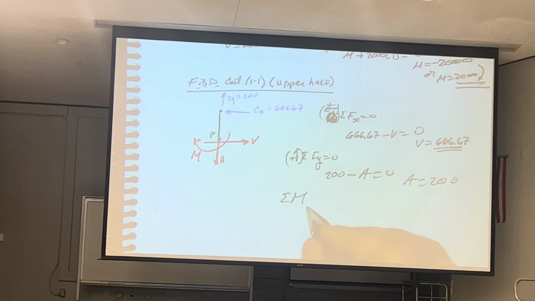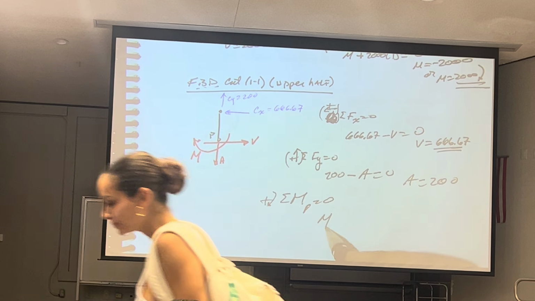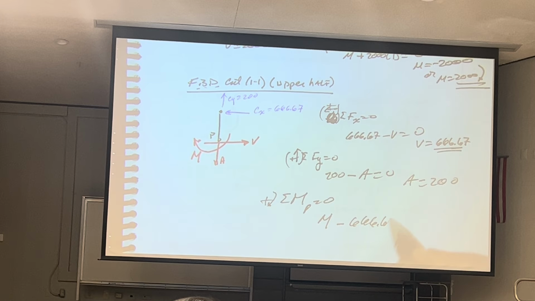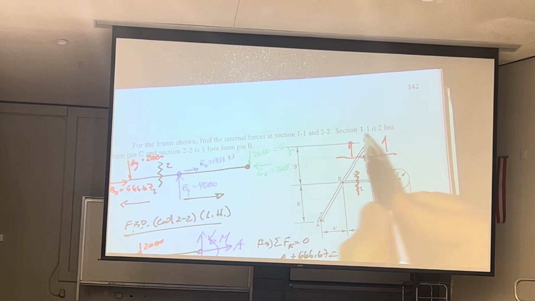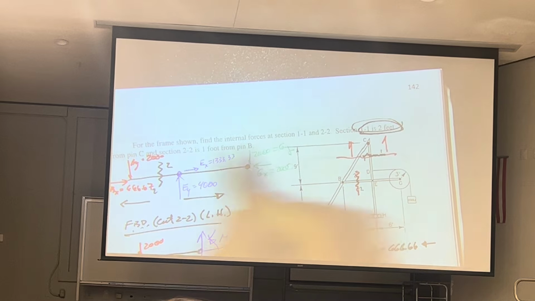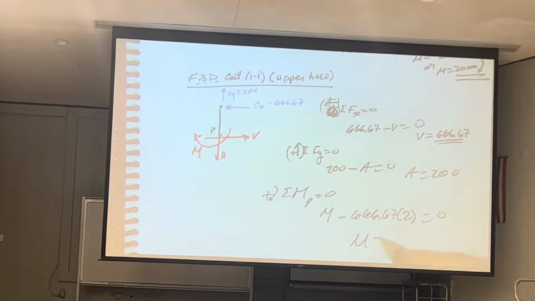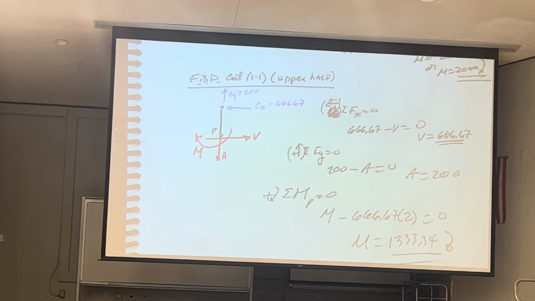And sum moments about P equals 0. Clockwise positive, that says M minus 666.67 times 2 equals 0. I'm getting the 2 because it said section 1-1 is 2 feet from pin C, and section 2-2 is 1 foot from pin B. So this says M equals 1333.34, and it is clockwise. So that takes care of a frame problem.